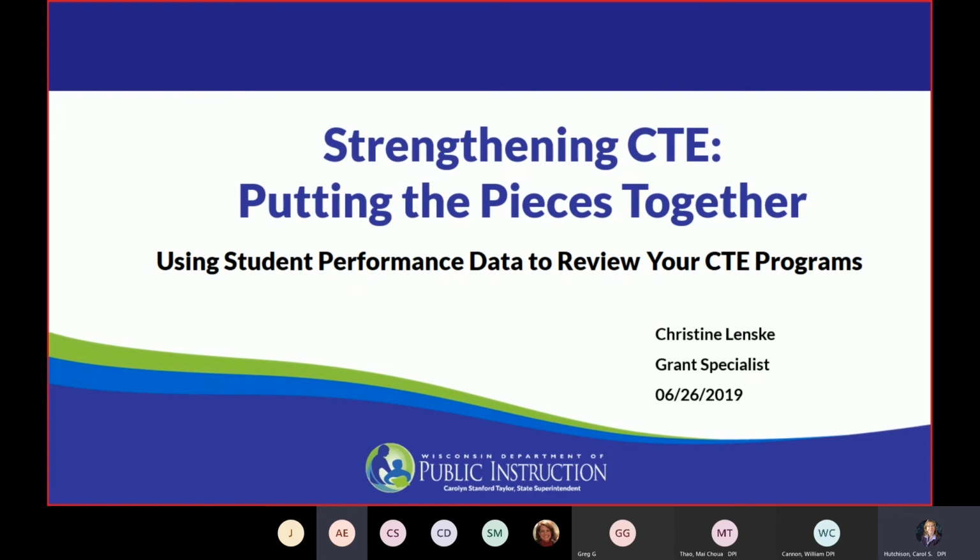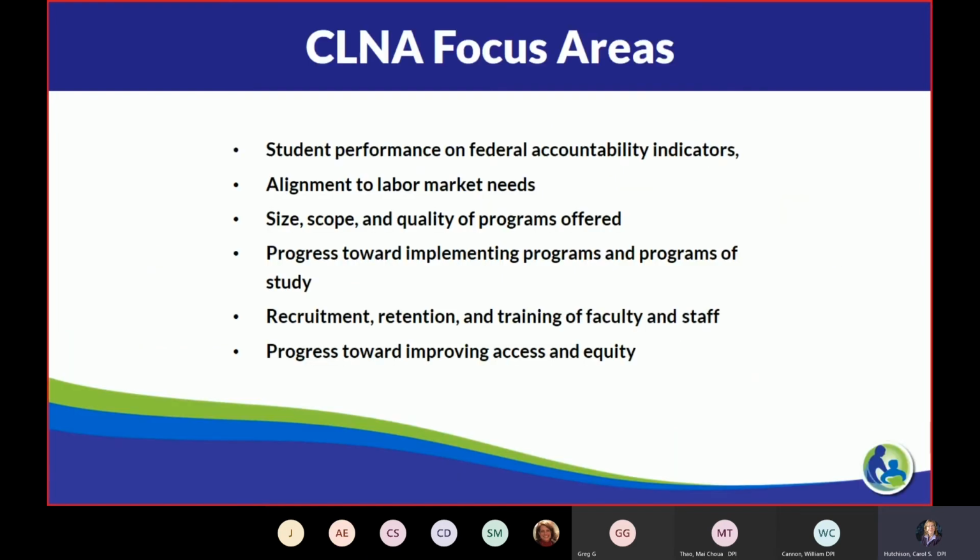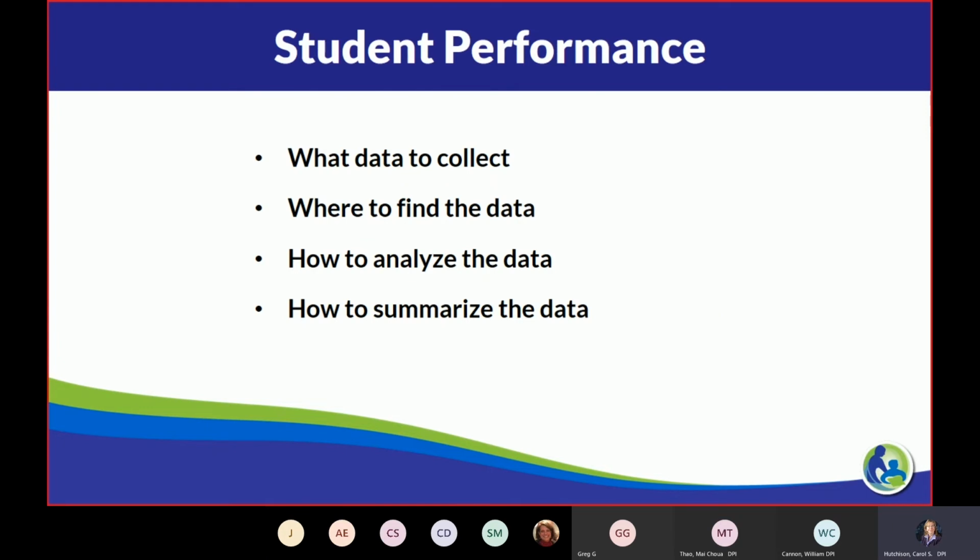The CLNA has 6 focus areas: the student performance on federal accountability indicators, alignment to labor market needs, size, scope, and quality of programs offered, progress towards implementing programs and programs of study, recruitment, retention, and training of faculty and staff, and progress toward improving access and equity. These provide the roadmap for our next several webcasts. Today, we'll cover the first of these areas, student performance on federal accountability indicators.